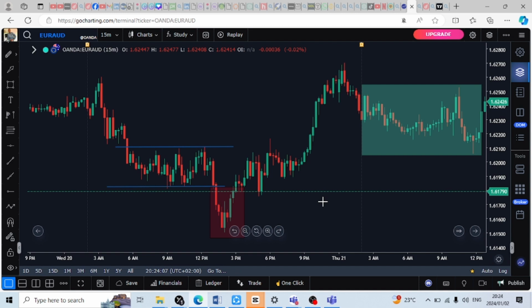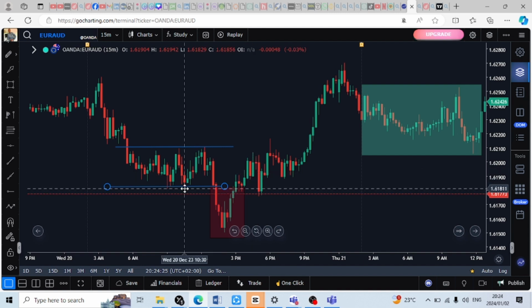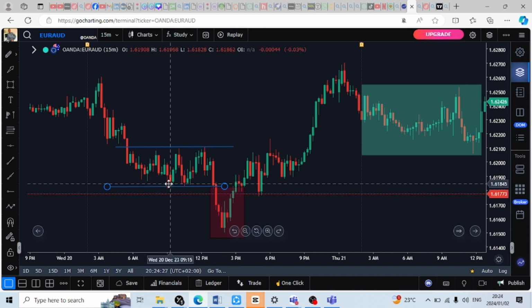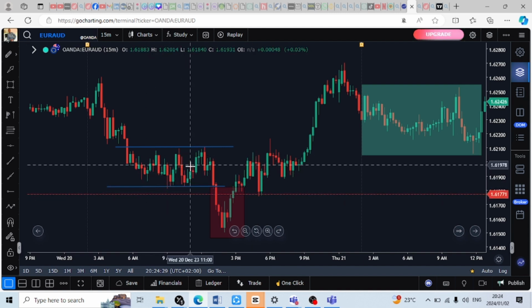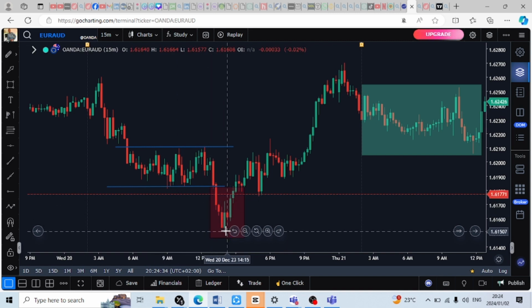So the manipulation took place at this particular level, where the retail traders thought that the price is now going to continue coming down, and they were able to sell at this level. And here, obviously, when the price was moved upwards, they found themselves in a loss. And also, some people who were buying at this particular level when the consolidation was taking place, their stop losses were here. And when the price was manipulated to come downwards, then obviously the stop losses were hit.